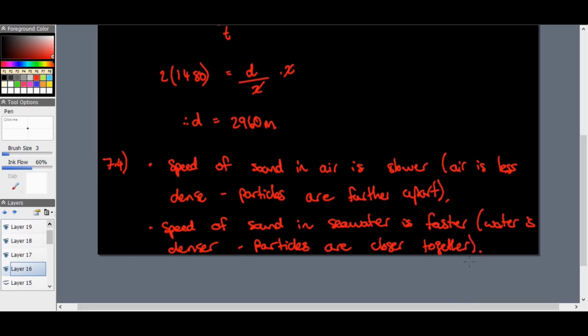So that's a good answer right there, explaining why the speed of sound in air is slower than in water. It's because, mostly to summarize, the particles are further apart in air than what they are in water. So it comes down to the density.